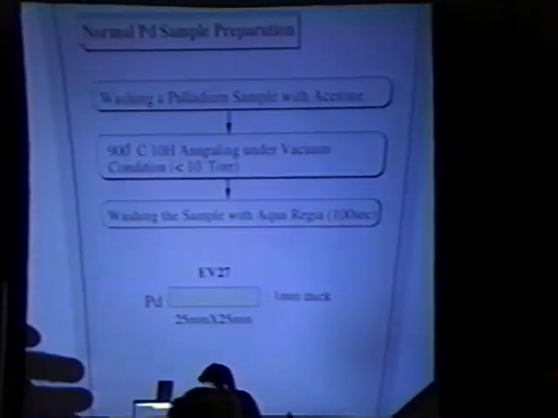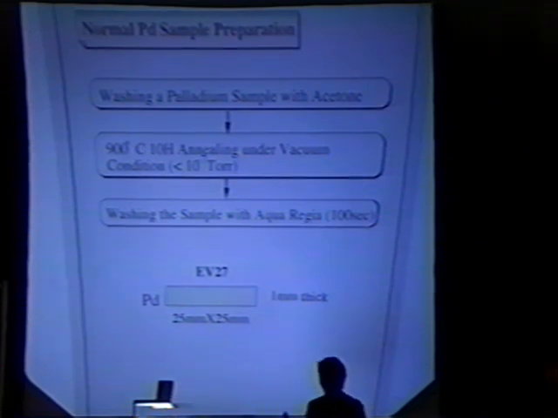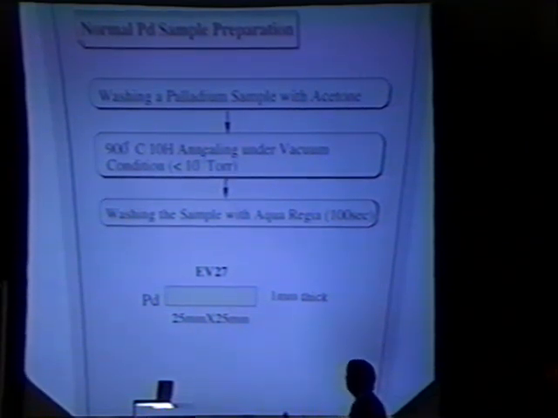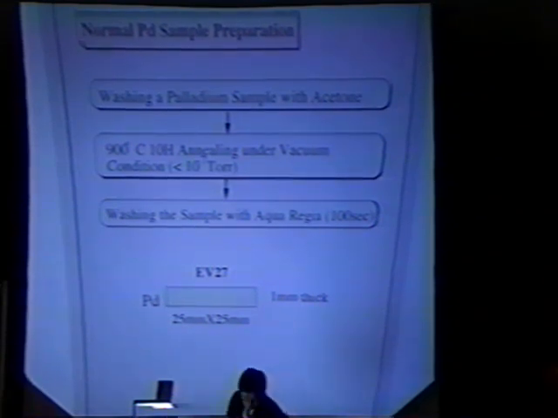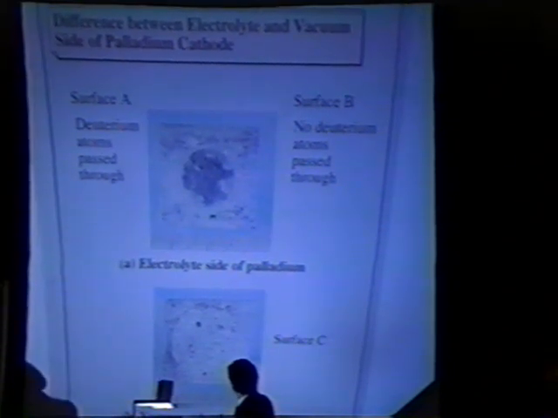Then I will show you the experimental results on normal palladium experiments. This chart shows the normal palladium sample preparation. We wash the palladium sample with acetone and anneal at 900 degrees centigrade for 10 hours under vacuum condition, and the sample is cooled down to room temperature. And we wash the sample with D-based aqua regia. These photographs show the difference between the electrolyte and vacuum side of the palladium cathode.